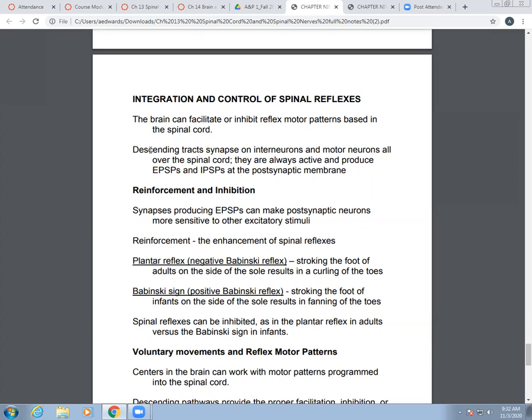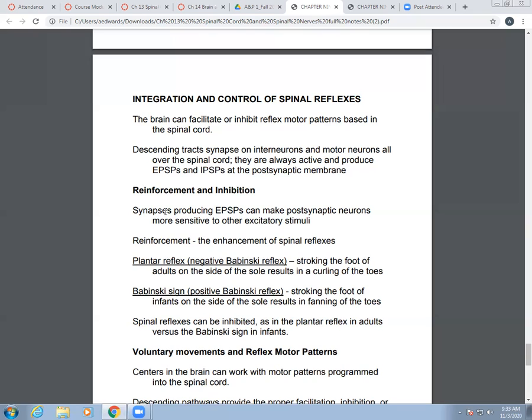So the descending tracts, remember, those are the ones that go down from the brain to the spinal cord and spinal nerves. They're going to synapse on interneurons and motor neurons all over your spinal cord. And they are always going to be active, okay? Always producing those excitatory postsynaptic potentials and inhibitory postsynaptic potentials at that postsynaptic membrane. Okay, remember those from the previous chapter.